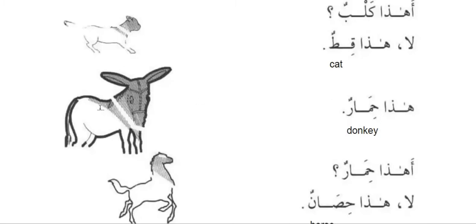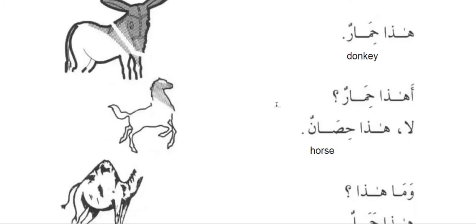هذا حمار. This is a donkey. حمار. Pointing to this picture. أهذا حمار. Is this a donkey? أهذا حمار. Is this a donkey? And the correct response would be لا. هذا حصان. No, this is a horse.